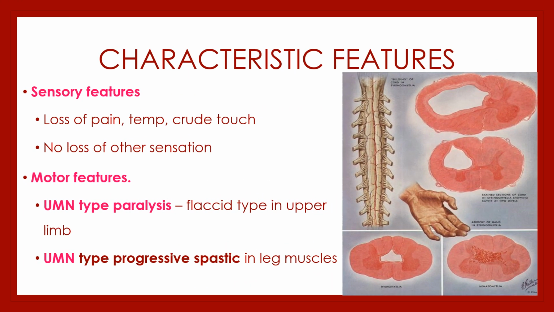The characteristic features of syringomyelia: the sensory features are predominant. They occur in the form of dissociated anesthesia. There will be loss of pain and temperature and retention of touch sensation.